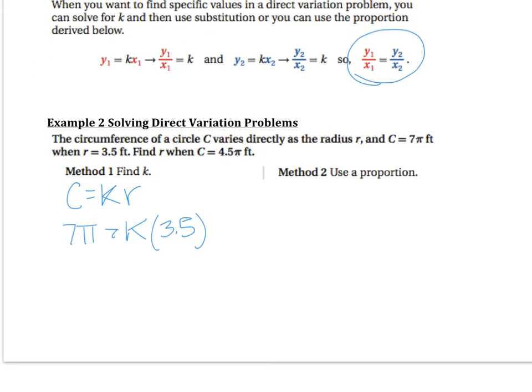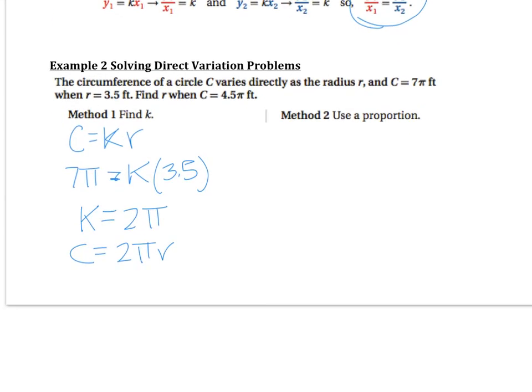So the first thing we have to do is find k. So we divide by 3.5. 7 divided by 3.5 is 2, so k equals 2 pi. So C equals 2 pi r. Then use the new situation. Find r when C is 4.5 pi. 4.5 pi divided by 2 pi.